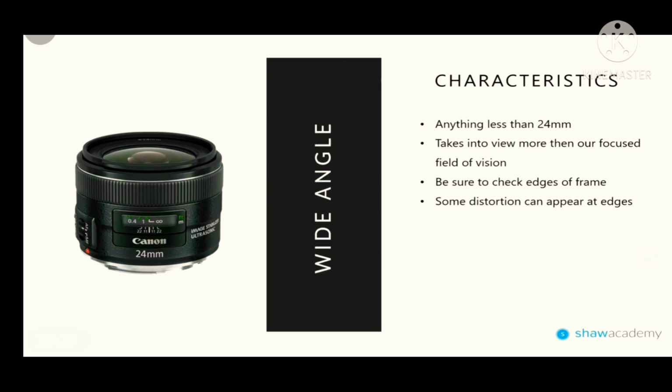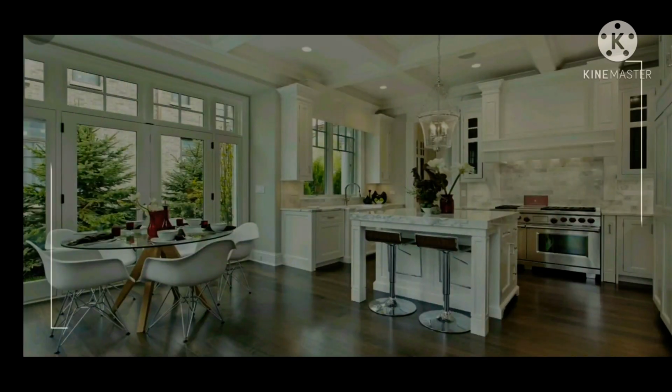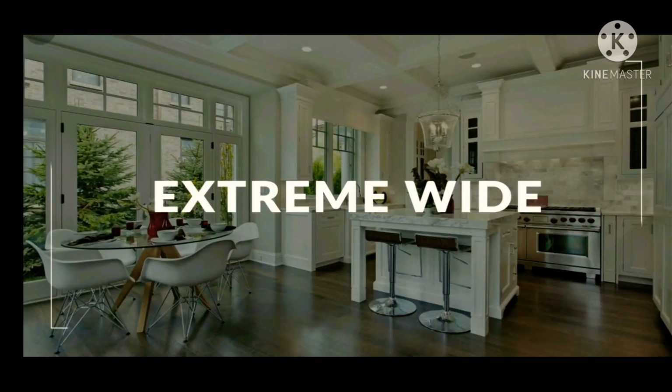Some distortion may appear at the edges with these lenses, the wider that they get, but they're very versatile. You can use them for landscapes, architecture, street. They can be used for portraits as well. And a really good area for these is for night sky photography. Okay, so taking photographs at night of the night sky, a wide angle lens is great for getting thousands and thousands and thousands of stars in the sky, presuming that you can actually see them. It's not cloudy or you're not somewhere where there's light pollution. And just like their telephoto counterparts, there is also a super or an extreme wide version available as well.